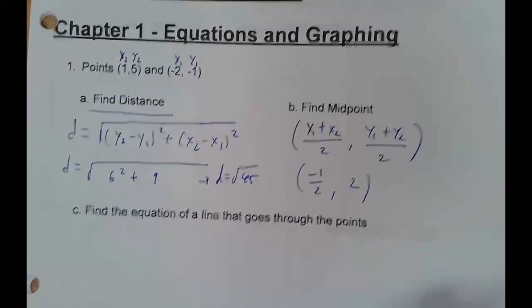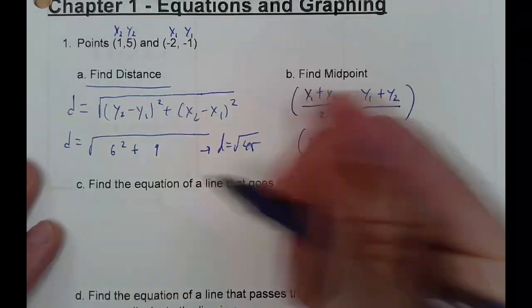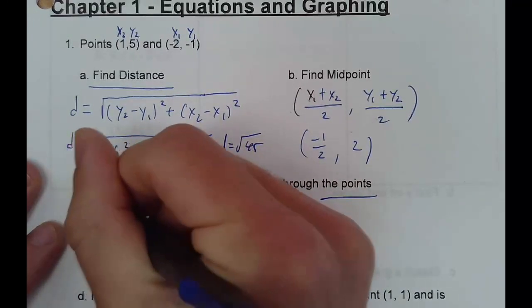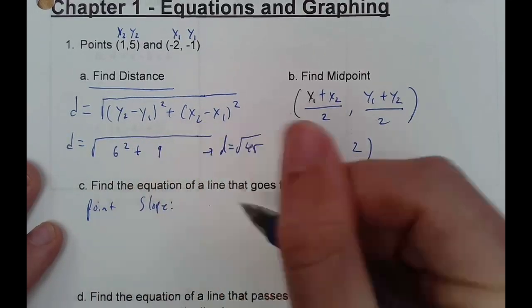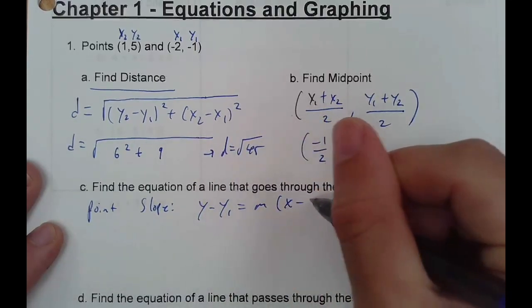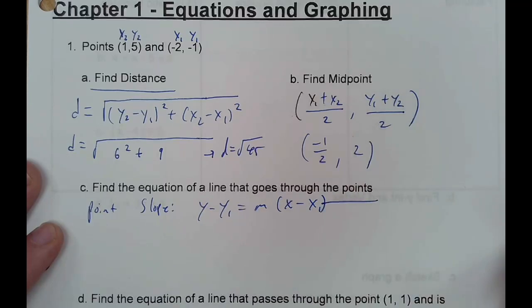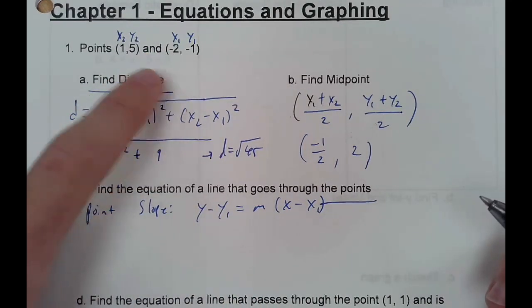Okay? Alright, moving on, find the equation of the line that goes through the two points. So this is where you need point slope form. You can do it with slope intercept, but point slope, I think, is a lot easier. This is y minus y1 equals m times x minus x1. You see this all the time in calculus. Y1 and x1 are just either of these 2 points. It doesn't matter which one is which.